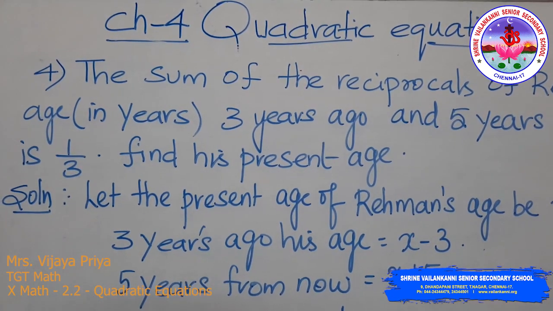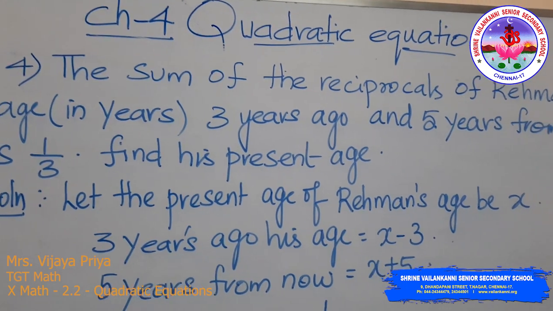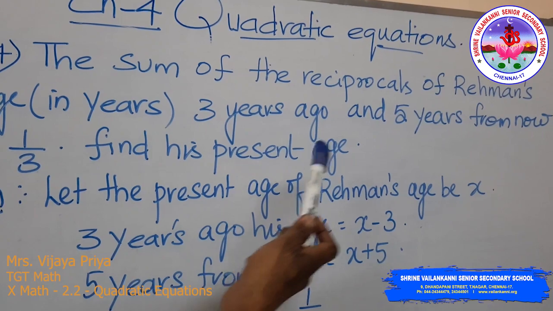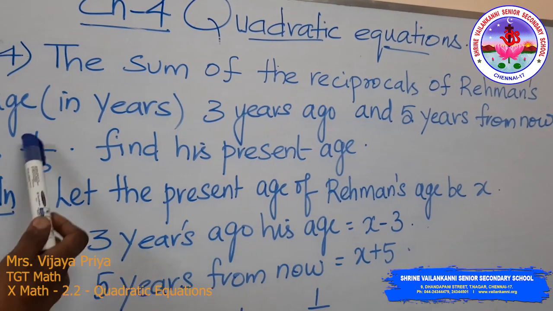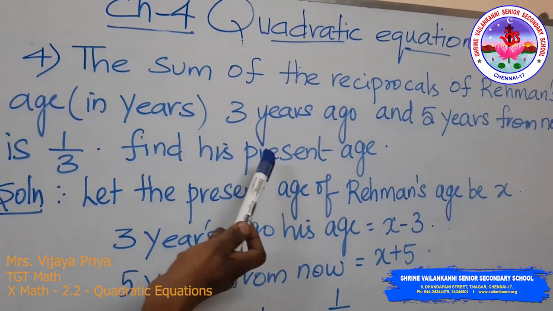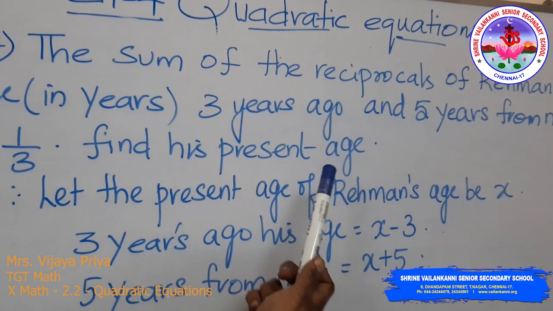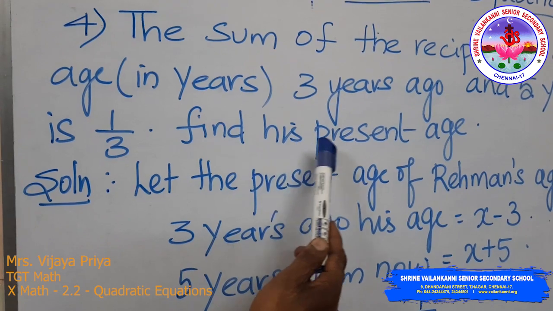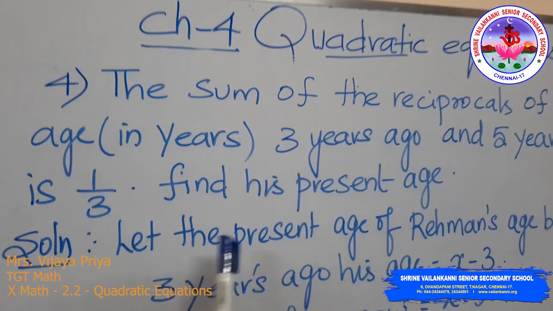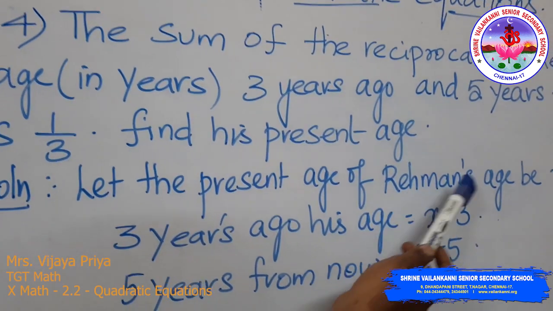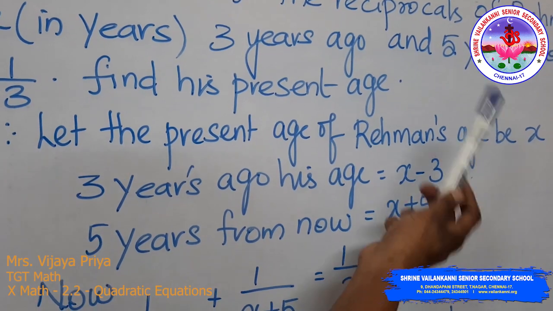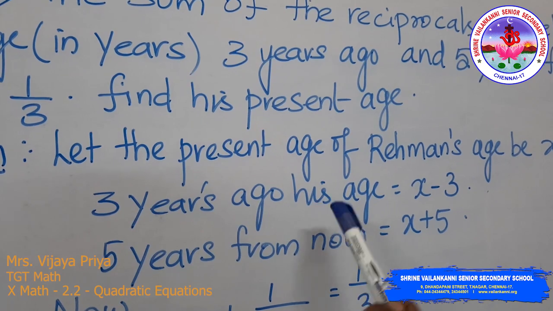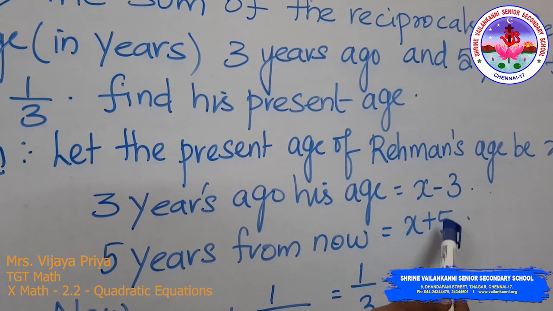Fourth problem: the sum of the reciprocals of Rahman's age 3 years ago and 5 years from now is 1 by 3. Find his present age. So you have to see what is the last line asked here. So he is asking to find his present age. So we are assuming the present age of Rahman to be x years. So 3 years ago his age will be x minus 3. 5 years from now will be x plus 5.